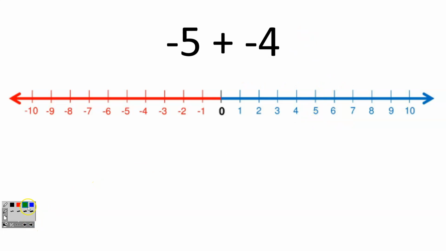-5 plus a -4, I'm going to go 5 negatives, starting from 0. 1, 2, 3, 4, 5. And then I'm going to go 4 more in the negative direction. 1, 2, 3, 4, and I end up at a -9.